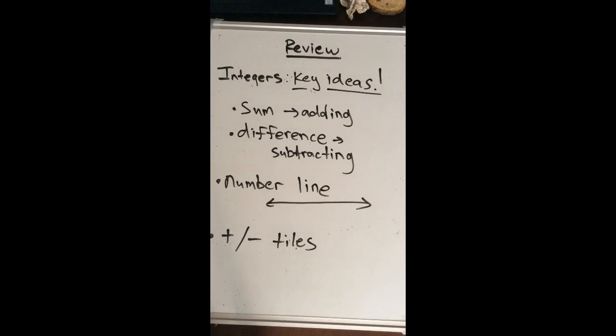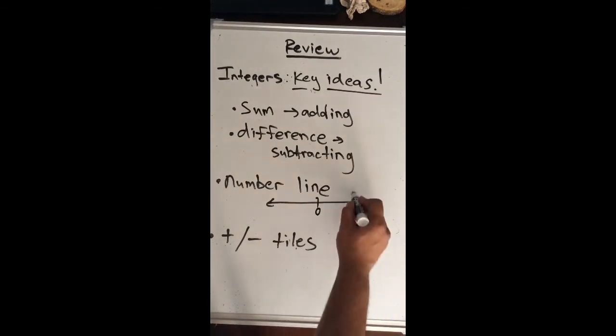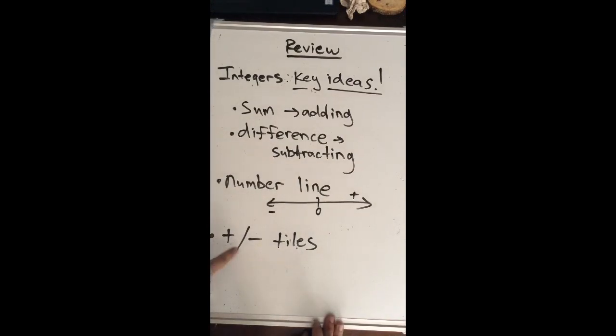More key ideas is to remember the sum is when you're adding numbers. So when you're adding numbers, you're finding the sum. And the difference is when you're subtracting numbers. So when you're subtracting numbers, that's just called the difference. You can use the number line to help you solve for your sums and differences with 0 in the middle. Positives on the right side, negative goes to the left side. Unless you're doing the opposite, of course. Or you can use your plus and minus tiles, like so, and determine how many 0 pairs you have like this.